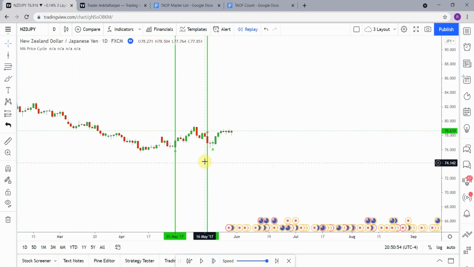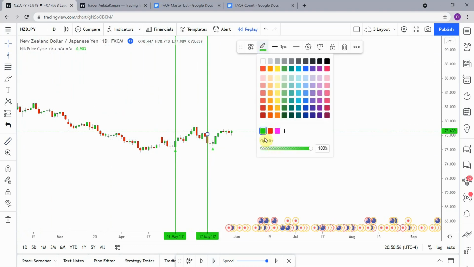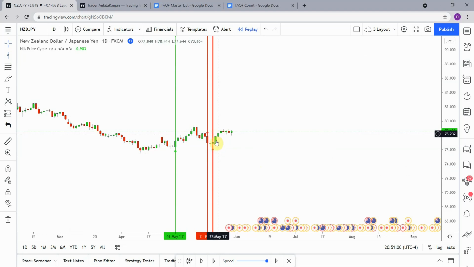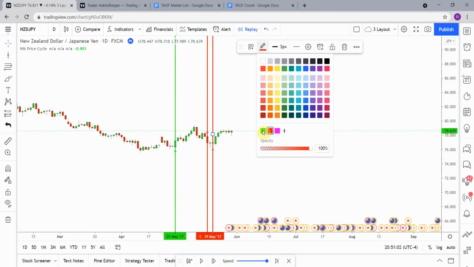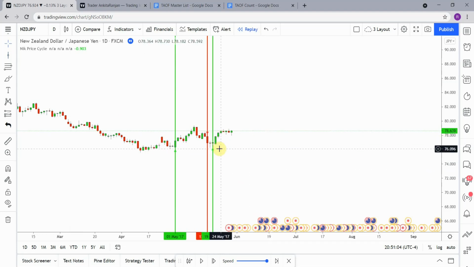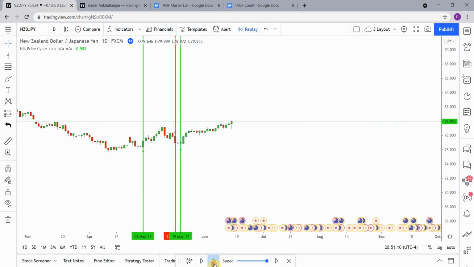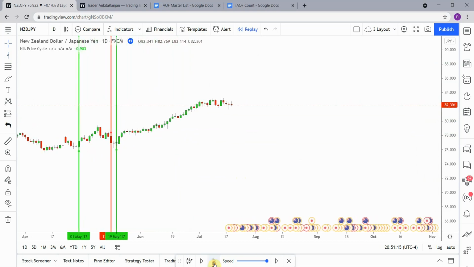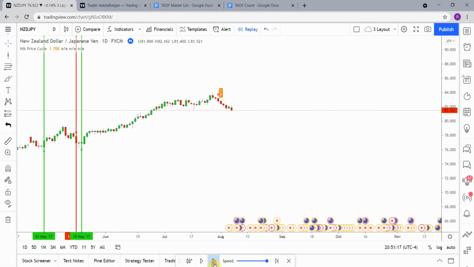Continue on here. Pick up a short right there. Pretty quickly flip to the upside right there on that one. That one is going to get us to take profit as well. See if we can pick up the next one here.